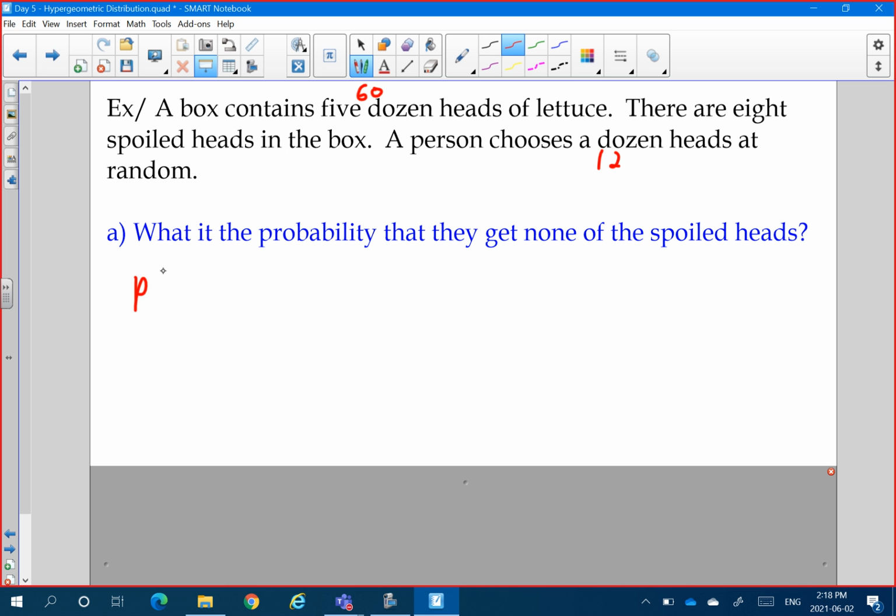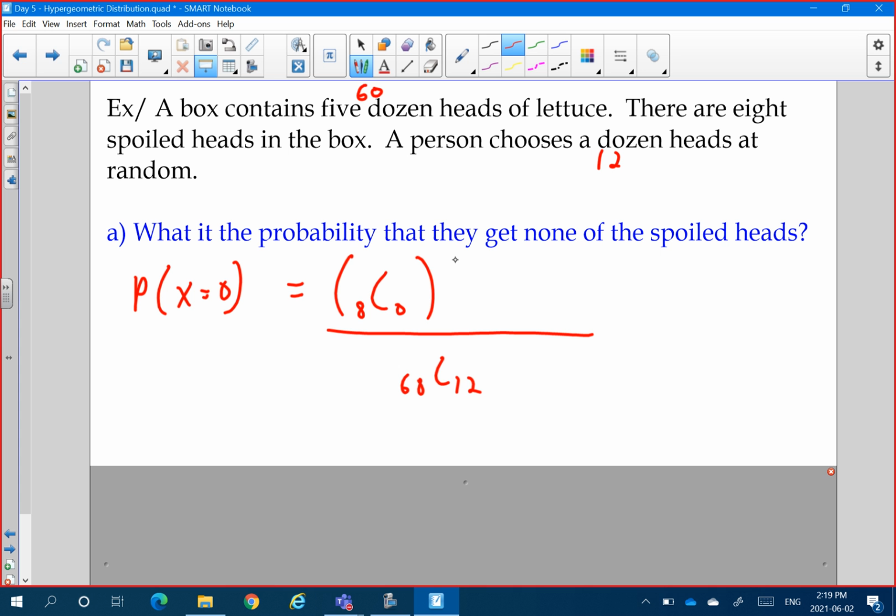In this case, the spoiled lettuce would be my X, which means I don't want any of them. So again, it's probability. There were 60, choose 12 as my total number of outcomes. This person is looking at none of the spoiled heads. So there were 8 of them, and they are going to choose none of them, which is kind of lucky. And then you have to think about how many are left over. This is a 60, not a 68, I apologize. There are still 52 that weren't spoiled, and we're going to choose all 12 from those non-spoiled ones.